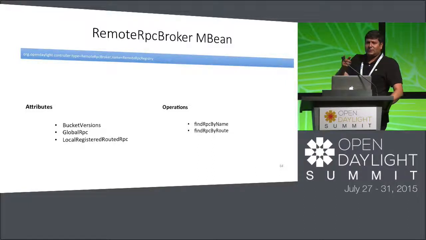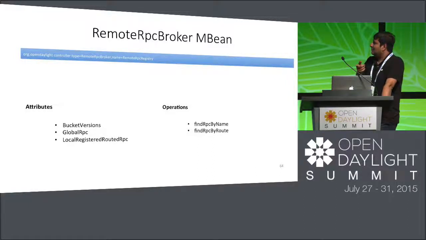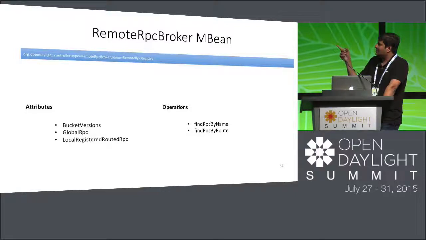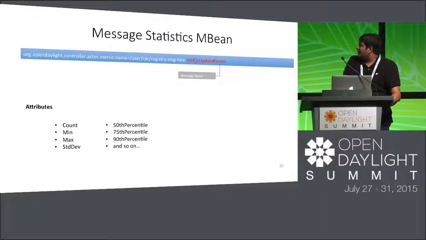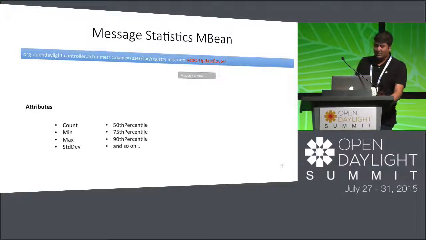Somebody had a question about what kind of information I can query about remote RPCs, about the RPC registry. If you go to the remote RPC broker, it has a couple of operations like find RPC by name or RPC by route. So you can go ahead and query whether that particular RPC has been registered or not, whether it's there in the registry or not. And finally, the same message statistics are also there. There are beans for each and every message statistic.